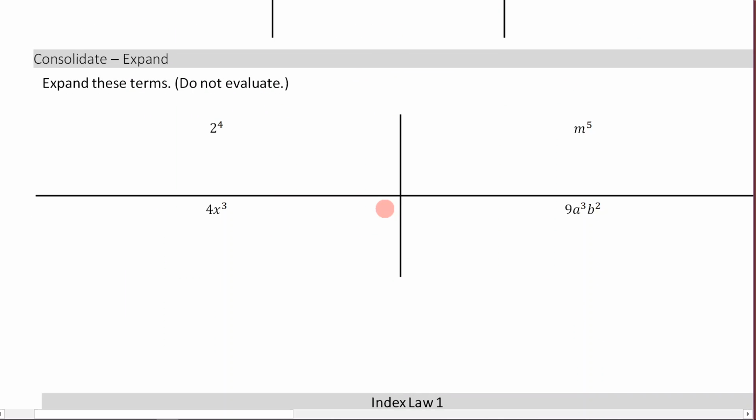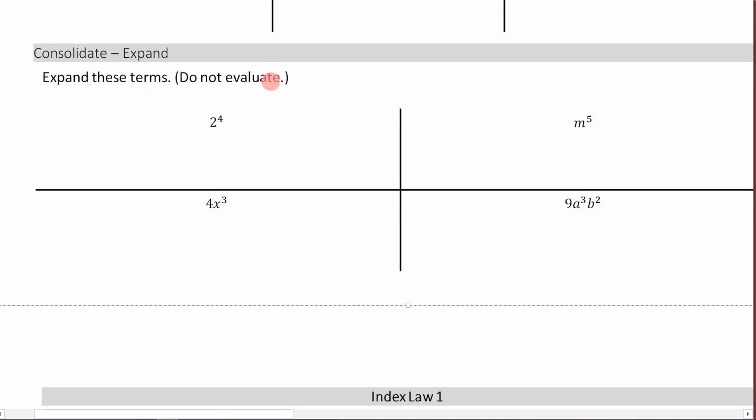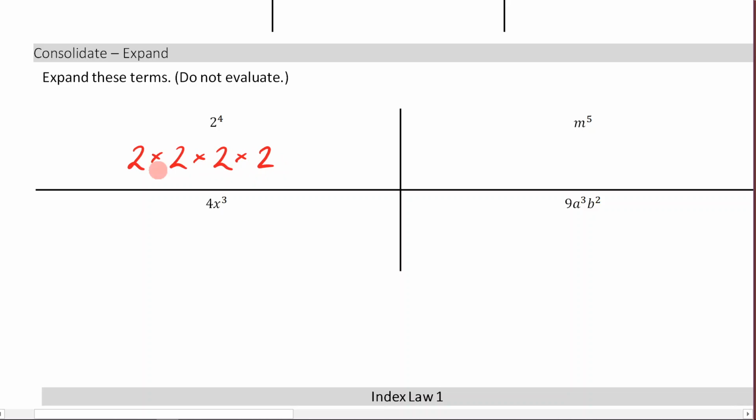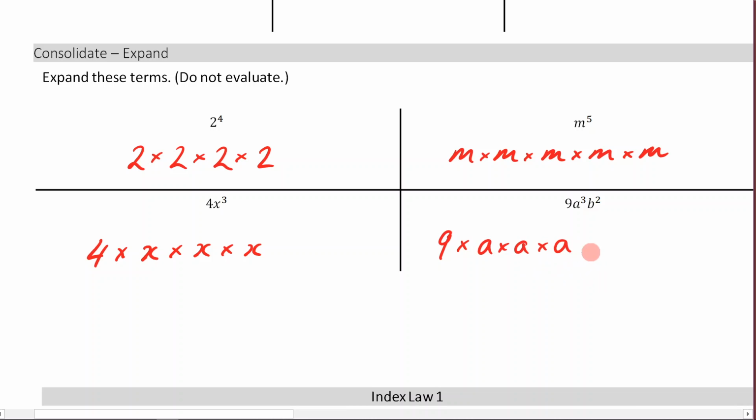Let's now kind of work backwards. So here it says expand these terms. We don't have to evaluate them. So if you see 2 raised to the power of 4, what that is, is 2 times 2 times 2 times 2. There's 4 of them there. If I have m to the power of 5, that's going to be m times m times m times m times m. So I have 5 of them there. If I have 4x to the 3, it's going to be 4 times x times x times x. So 3 x's and that 4 there as well. If I have 9, a to the power of 3, b squared, it's going to be 9 times, then I have 3 a's, and I have 2 b's.